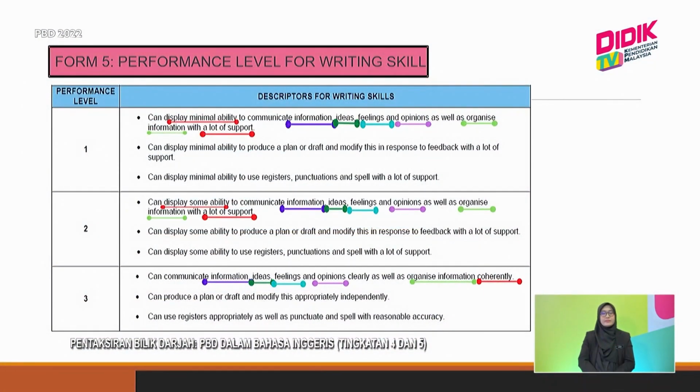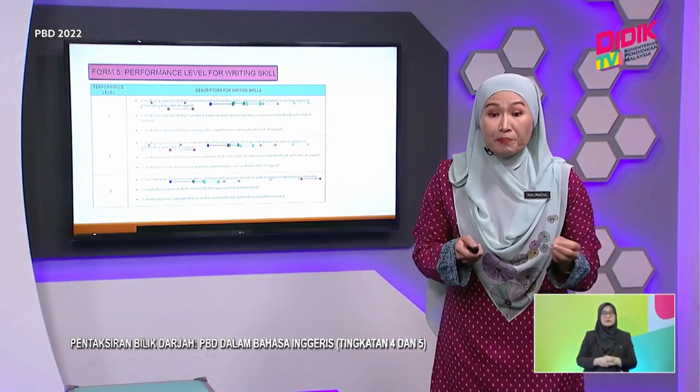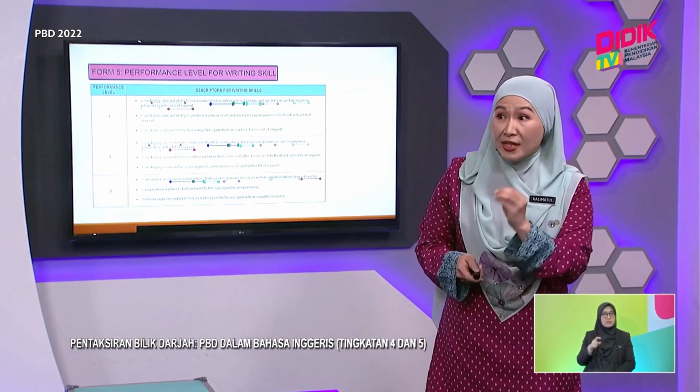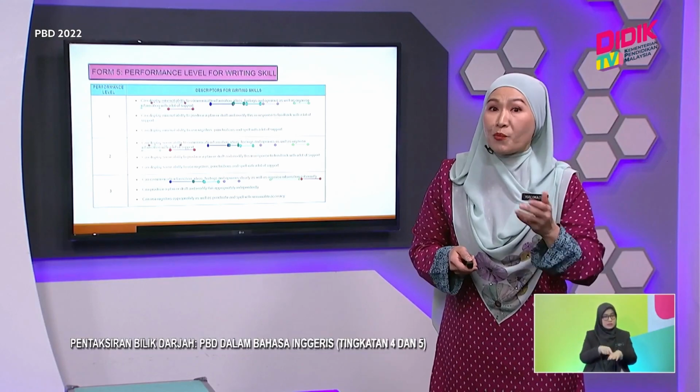Okay, so if I want to award a TP1, right, the pupil can display minimal ability, information, ideas, feelings and opinions, as well as organized information with a lot of support. So if your pupil is writing an essay and you keep going back to her, and in fact you have to most probably say a few sentences to help the pupil to write the essay to achieve that particular descriptor, then that pupil must be somewhere around TP1.